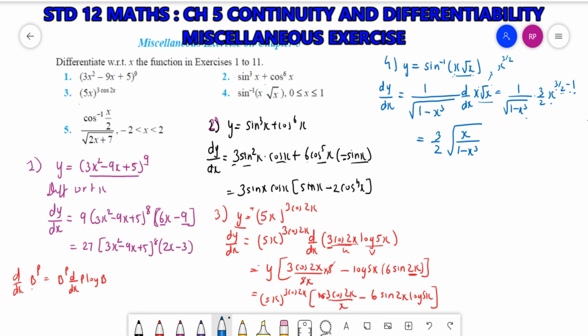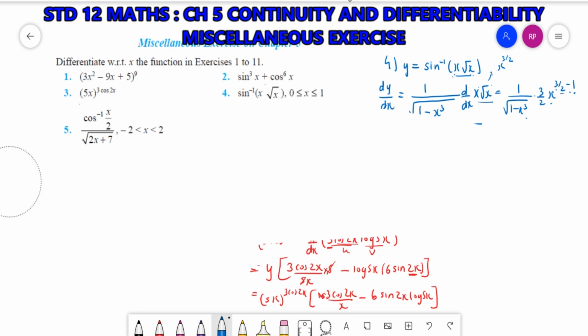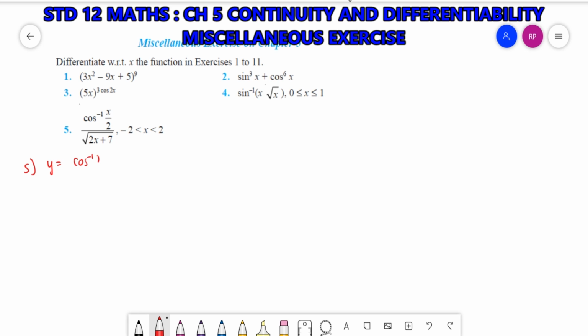Now let's see the next, that is question number 5. Question number 5. y is equal to cos inverse x by 2 upon root of 2x plus 7.